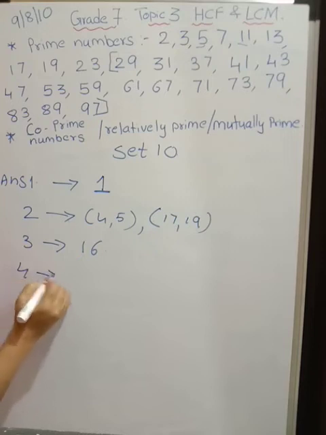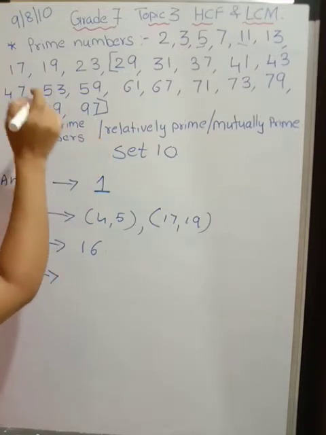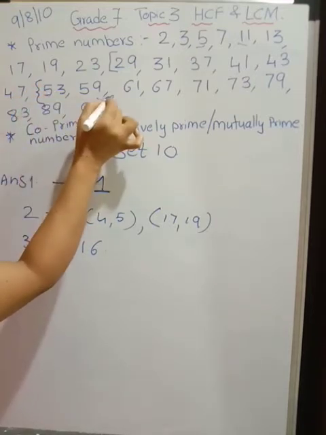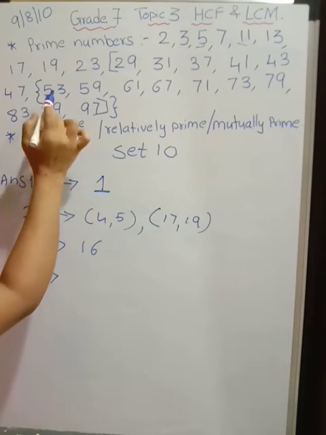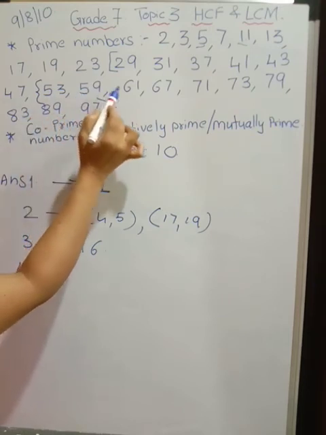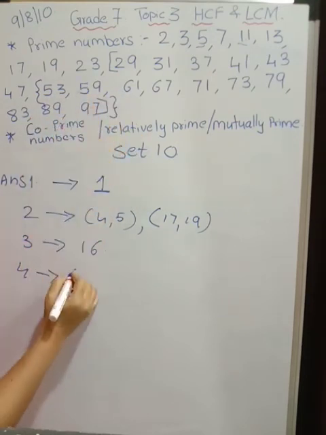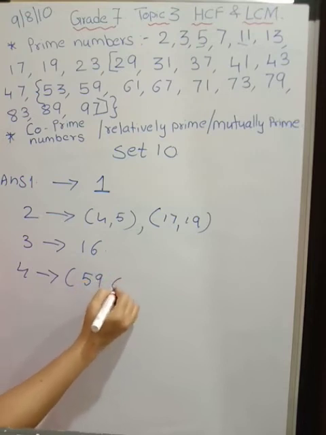Now the fourth answer, what is the fourth question? Write all the twin prime numbers from 51 to 100. Now we are going to concentrate between these two. We have to write twin primes. What do we mean by twin prime? The difference should be 2. These two can't be, 59, 60, 61. So the first pair we got is 59, 61.